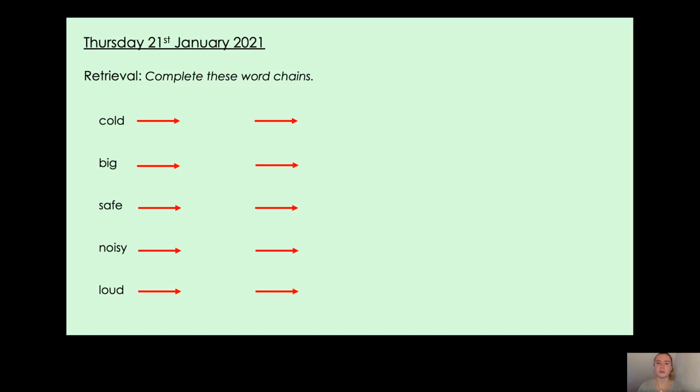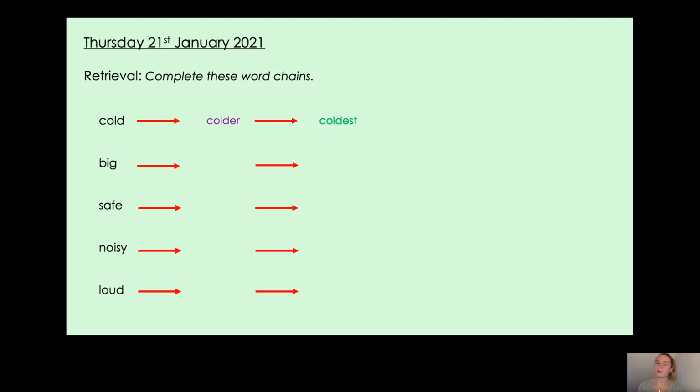So cold. Now cold doesn't end in a Y, it doesn't end in an E, and it doesn't end in a single vowel sound and a consonant. So therefore, I don't need to change this one. So I just need to add the suffix er to make a comparative adjective. And then after the second arrow, I'm going to change it to a superlative adjective. So I'm going to get rid of the suffix er and add the suffix est to make coldest. So I've gone from cold to colder to coldest. Okay, what about the next 4?